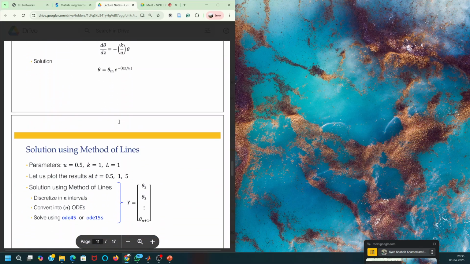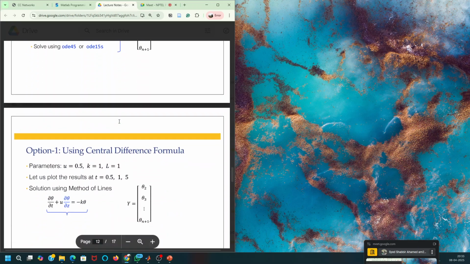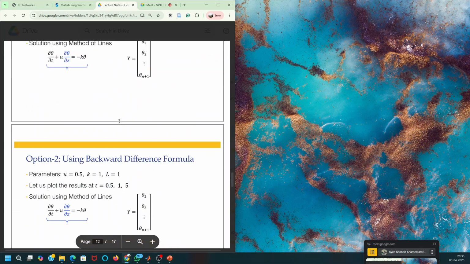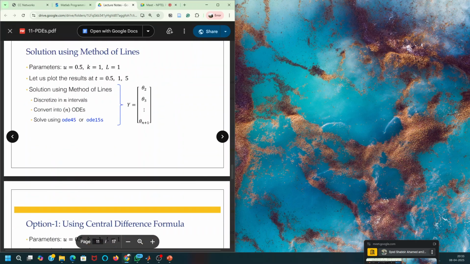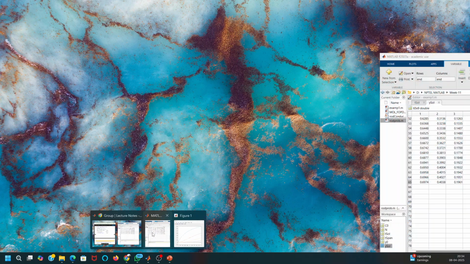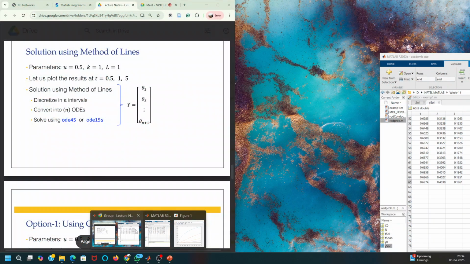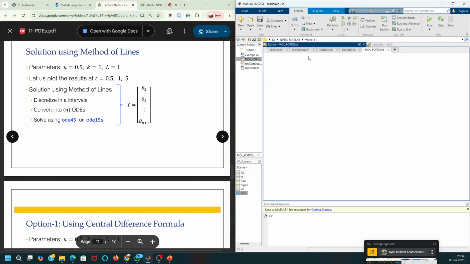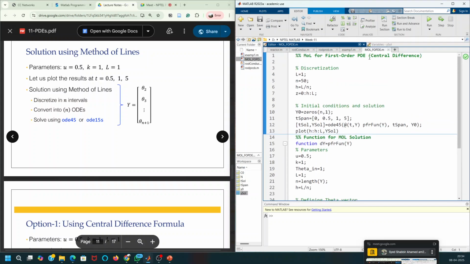So we will go for the second central difference. Sorry, the backward difference formula will be used instead of the standard central difference scheme for first order PDEs. So we have this code, which is using the backward difference formula. This is not central difference.